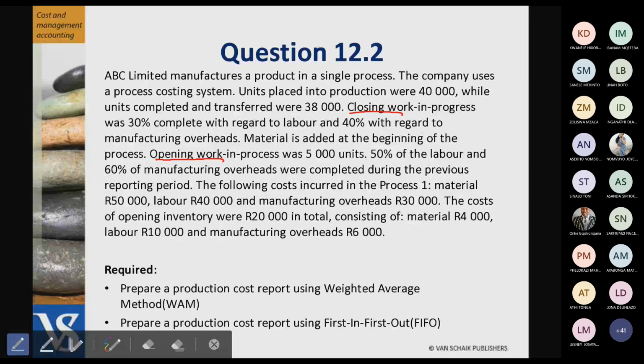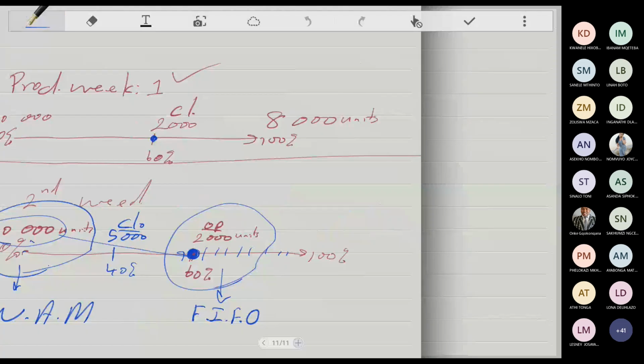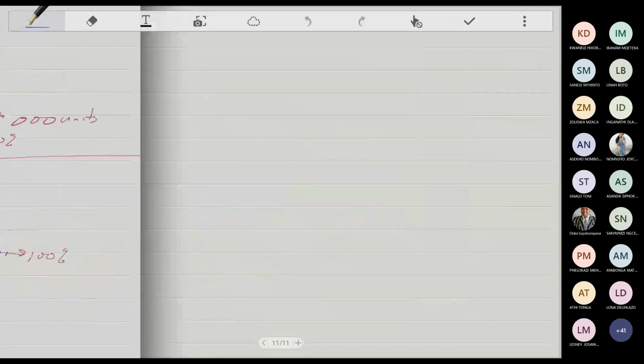The mere fact that they are saying here units placed into production is 40,000 automatically tells us we're doing it for the first process. Because if it was the second or third process, it would be units received from the previous production. So that's how you know that. That's going to assist you in knowing how many columns you are going to open up in your quantity schedule.